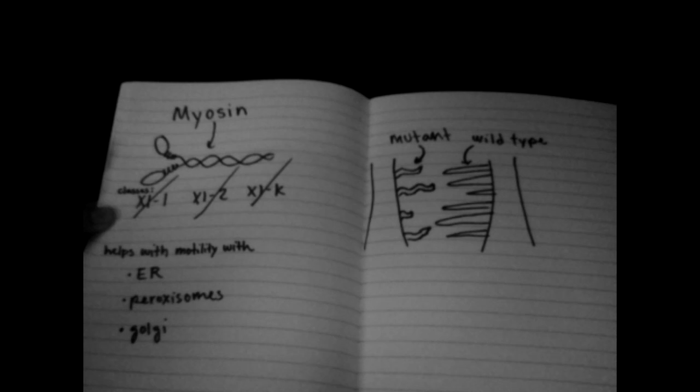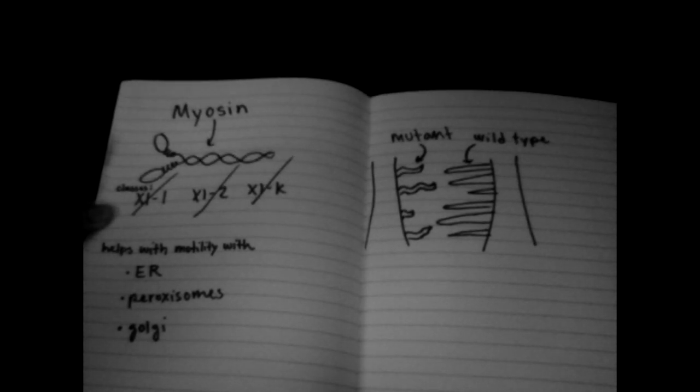This mutant was a triple knockout, lacking the XI1, XI2, and XIK myosin genes. Myosin motors are an important component of the actin network. They provide motility to a vast array of organelles, including the endoplasmic reticulum, Golgi, and peroxisomes.